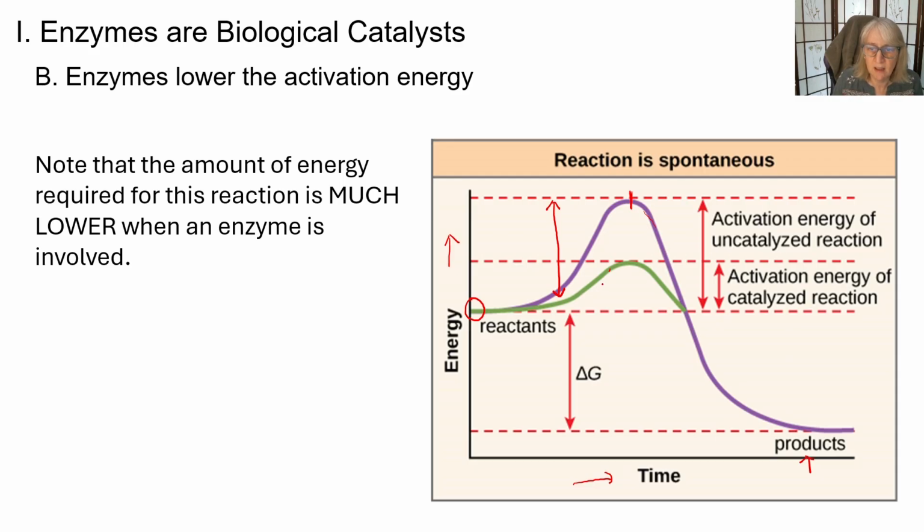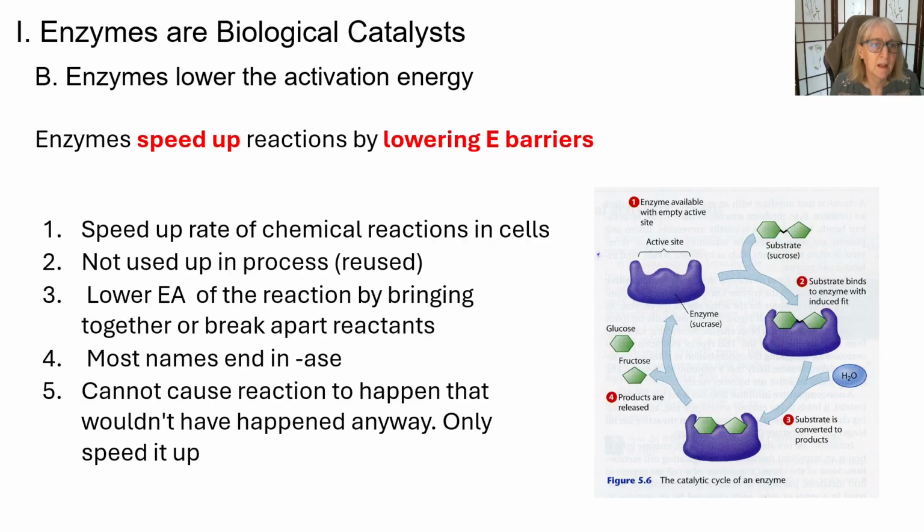When I add an enzyme, the amount of energy that I need is lowered. This is the energy of activation. I don't need to add this much energy. I only need to add this much, which is much lower, to have the same result and get to the end of my products. Enzymes facilitate, they make reactions happen faster. Enzymes speed up reactions by lowering the barrier of how much energy I need, the energy of activation.